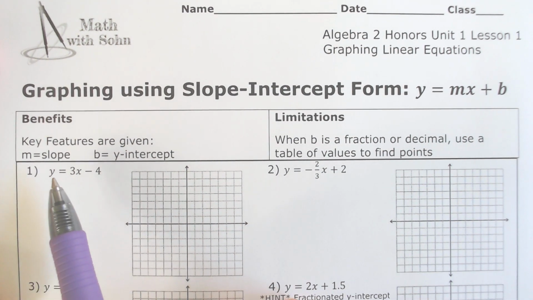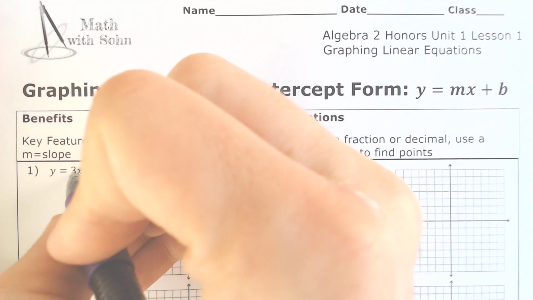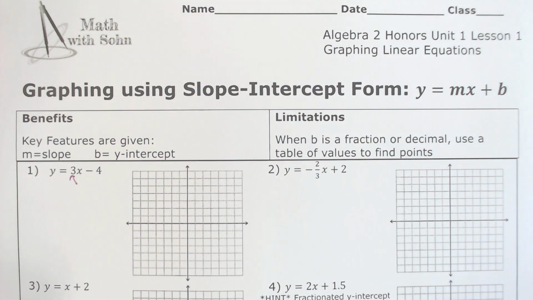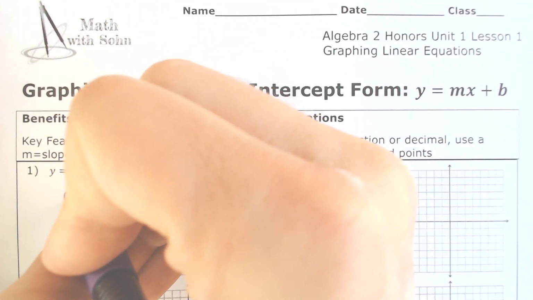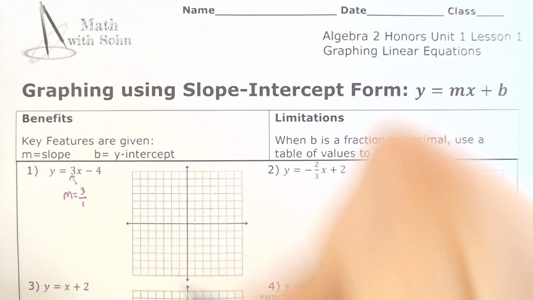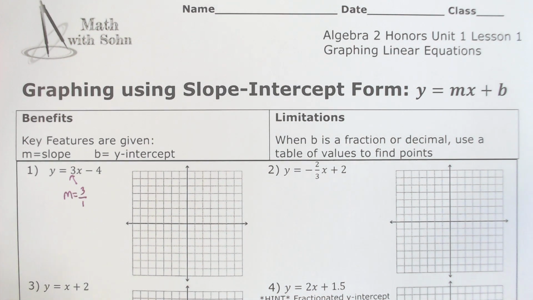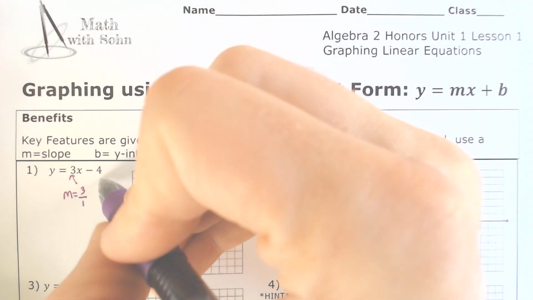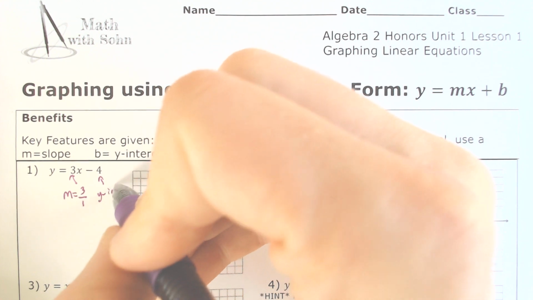All right, so we're going to start off really easy. Your m is your slope. If it's a whole number, like it is here, that means it is 3 over 1, and the slope is how much you go up and then over by. And then your y-intercept here is -4.